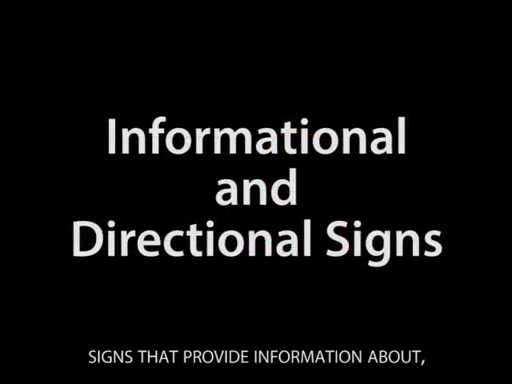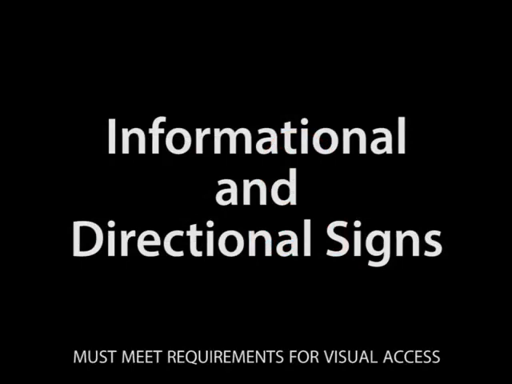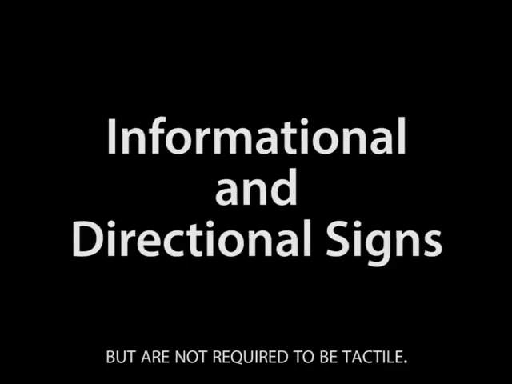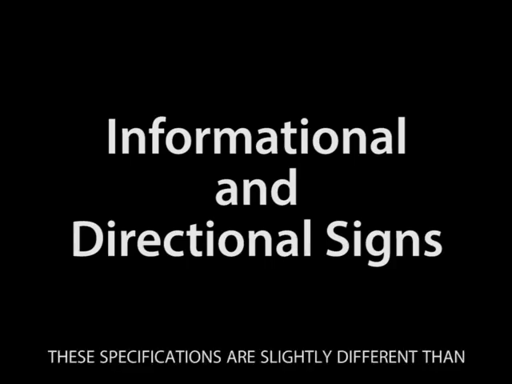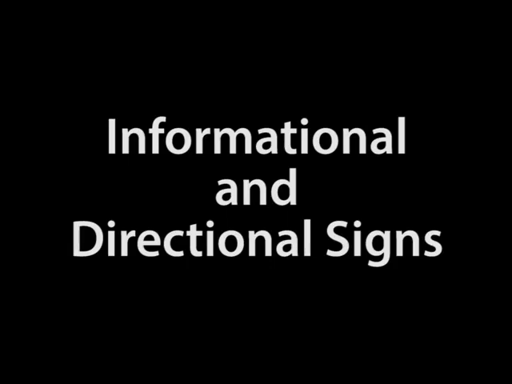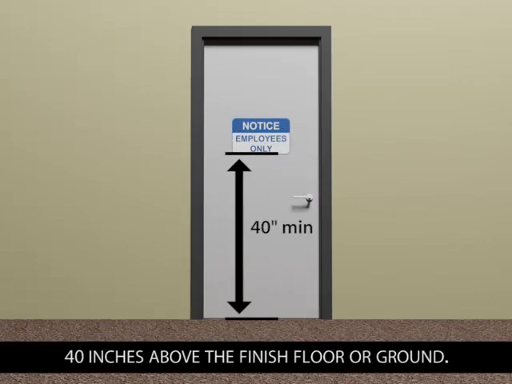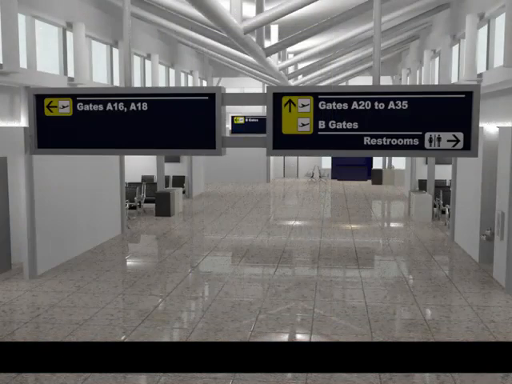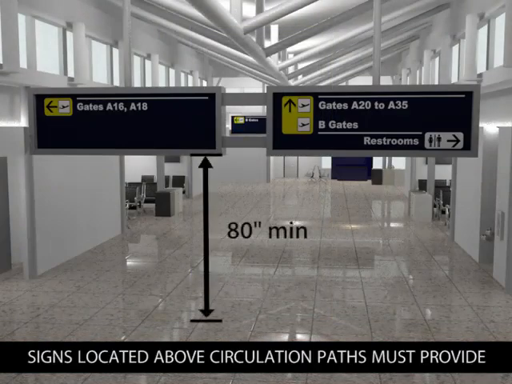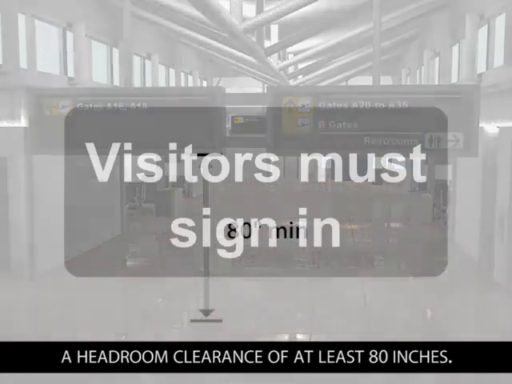Signs that provide information about or direction to interior spaces and facilities must meet requirements for visual access but are not required to be tactile. These specifications are slightly different than the visual requirements for tactile signs. The baseline of visual characters must be at least 40 inches above the finished floor or ground. Signs located above circulation paths must provide a headroom clearance of at least 80 inches.